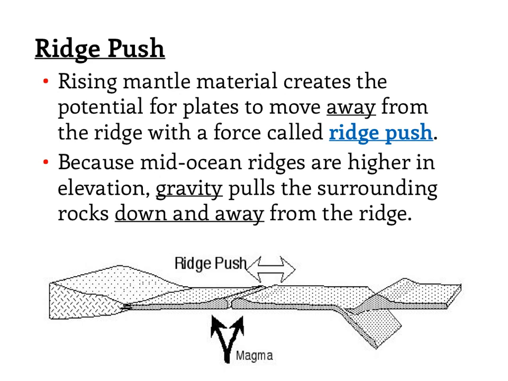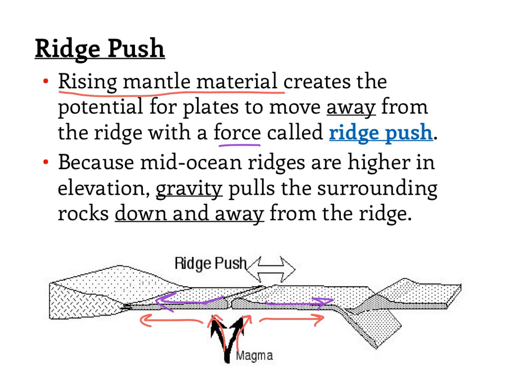Ridge push is directly related to the part of convection that has rising mantle material. As that mantle material rises up and hits the underneath of the crust, it pushes and separates underneath the crust. And because we have that separating motion underneath the crust, we see the actual crust moving in that same way. That force then created is called ridge push.